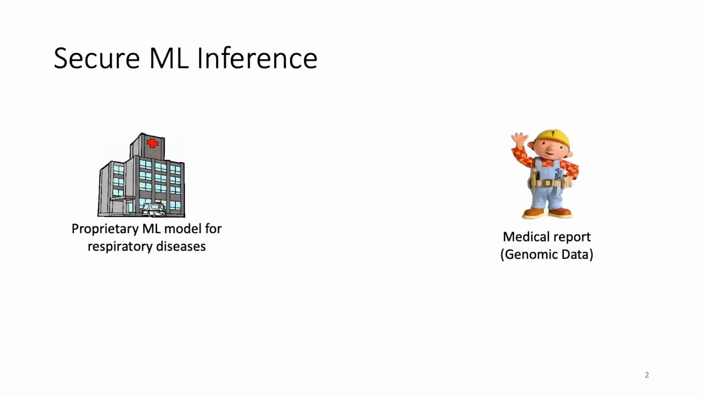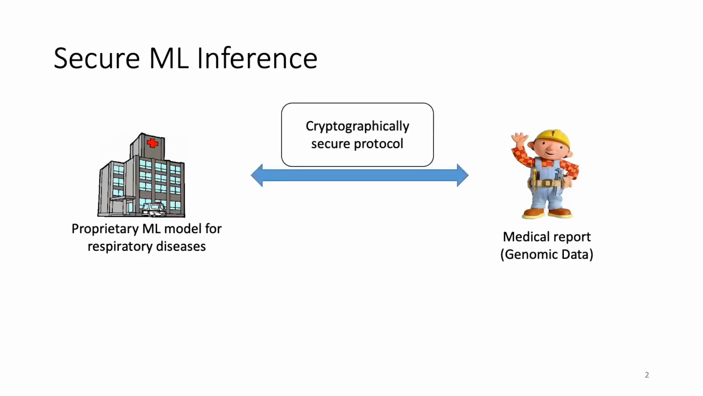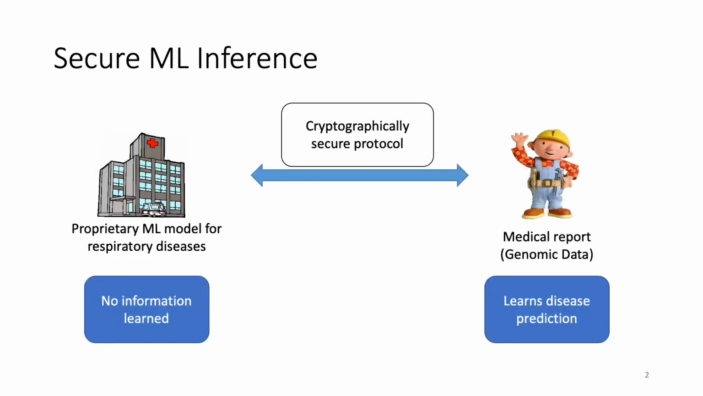The problem that we are trying to solve over here is that of secure machine learning inference. Consider a hospital that has a proprietary machine learning model for respiratory diseases and a user who has his medical data and who is interested in using the machine learning model to do inference on his medical data. Now there is a privacy tension here because the hospital doesn't want to give out its machine learning model since it is its own proprietary model, and the user doesn't want to give out his medical data because it is his private data. Now, cryptography provides us a way to resolve this tension with the two parties running a cryptographically secure protocol amongst themselves, at the end of which the user learns the disease prediction and provably none of them learn any information about the other party's data.